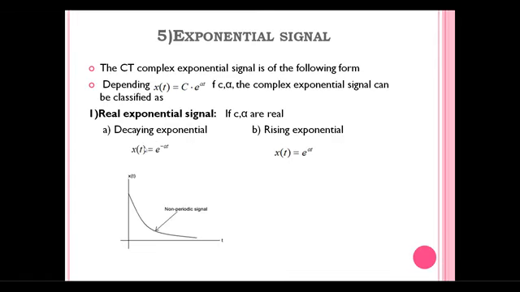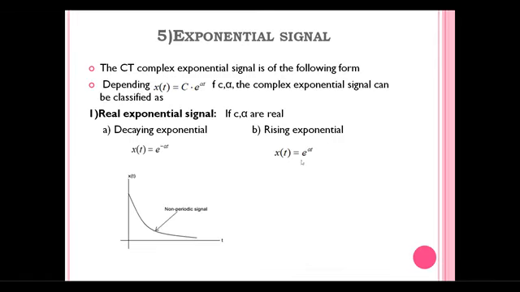What is decaying? The signal x of t equal to e power minus alpha t. Here e power minus means it is an exponentially decaying function. With respect to time, if the time increases, what about the amplitude of the signal? It decreases exponentially. So this signal is said to be the decaying exponential.